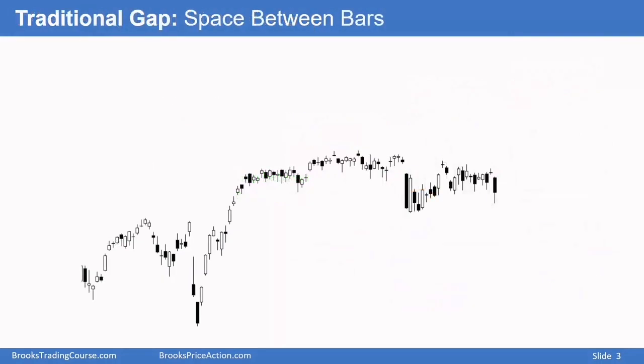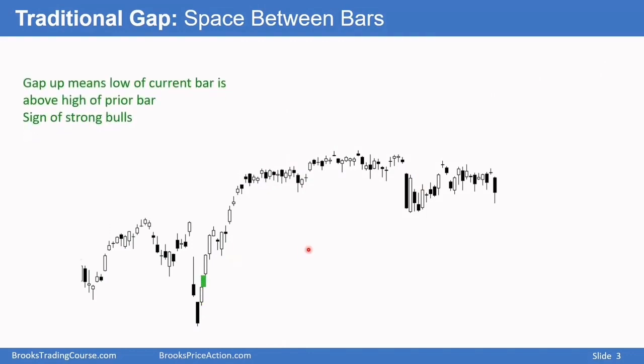I want to talk a little bit about traditional gaps. For example, this is a daily chart. It does not matter what market, but it's a daily chart. You can see that the low of this big bull trend bar did not fall to the high of the prior bar. That is a traditional gap between the low of a bar and the high of the prior bar. That's a gap up. A gap down is a space between the low of a bar and the high of a bar right here.